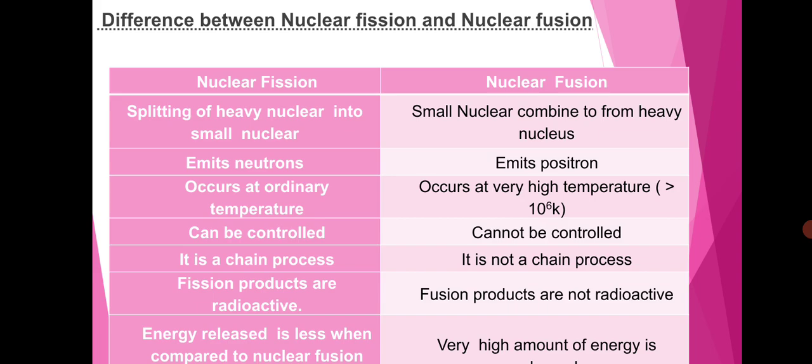The energy released is less when compared to the nuclear fusion reaction. Nuclear fusion reactions are carried out by the combination of two or more smaller nuclei to form a heavy nucleus. During nuclear fusion, it emits positrons. These reactions are carried out at very high temperature. These reactions cannot be controlled. It is not a chain process. The fusion products do not emit harmful radioactive rays. A very high amount of energy is released during the nuclear fusion reaction.